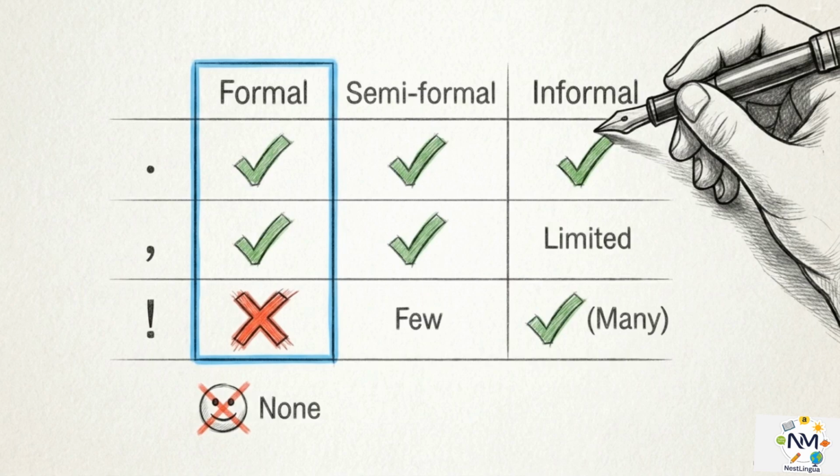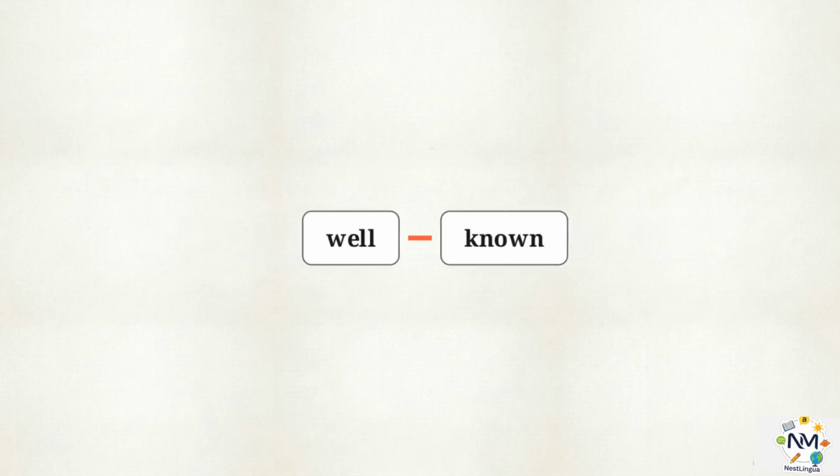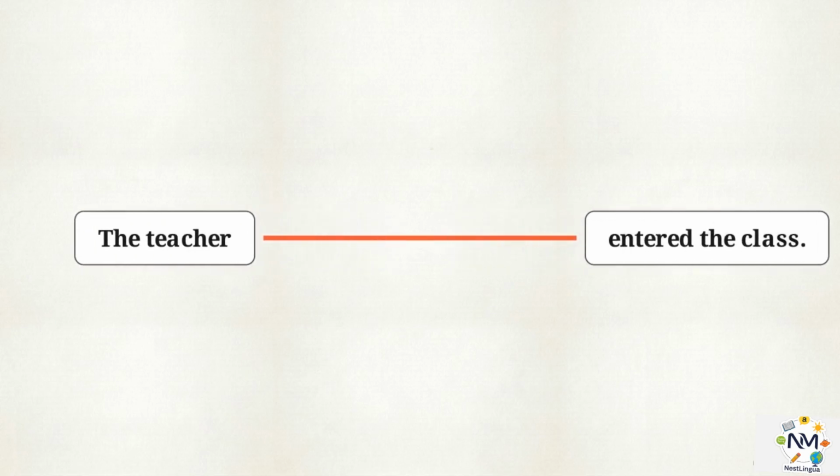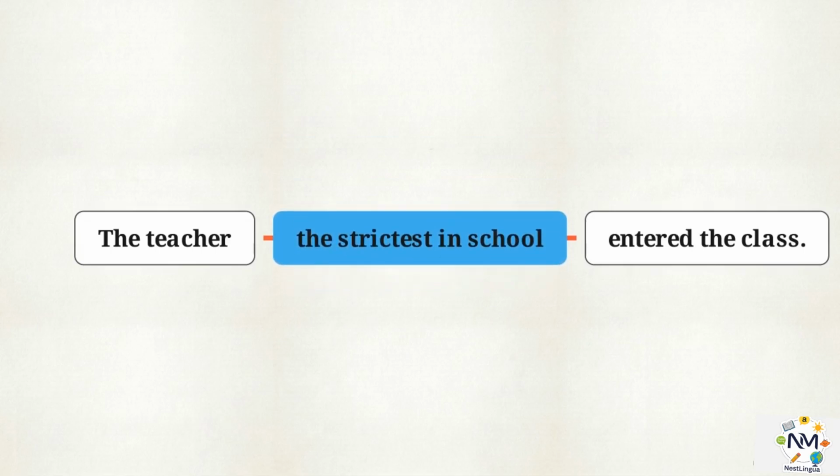In formal writing, exclamation marks and emojis are removed entirely, leaving only standard full stops and commas. One common error occurs with the hyphen. A hyphen is a short mark used to join two words together as a single unit, like well-known. A dash, however, is longer. It creates a break in the sentence to insert extra information or a sudden thought.